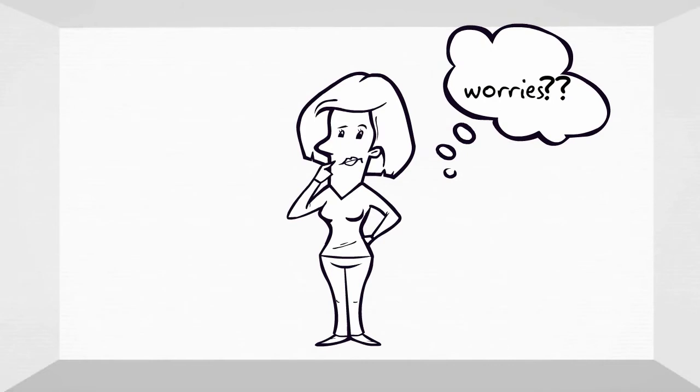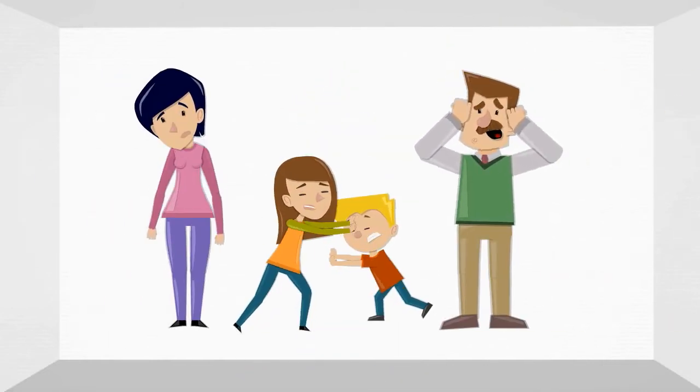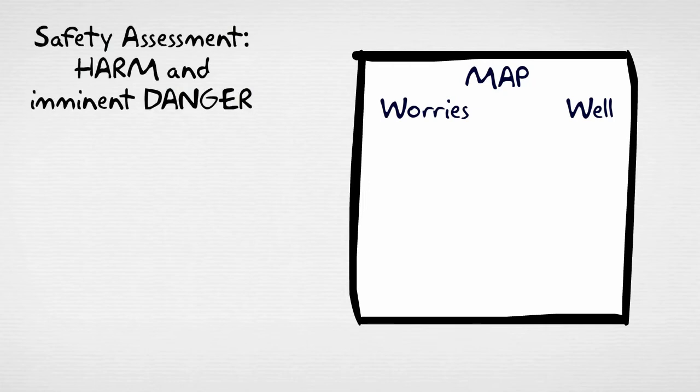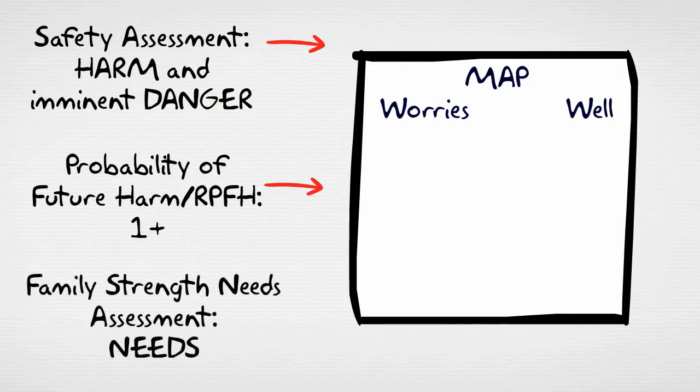What are we worried about? These are all the issues and needs in the family. You include the harm and imminent danger items selected in the safety assessment, items that scored 1 and over in your probability of future harm, and the needs identified from the caregiver and child strengths and needs assessment are included too.